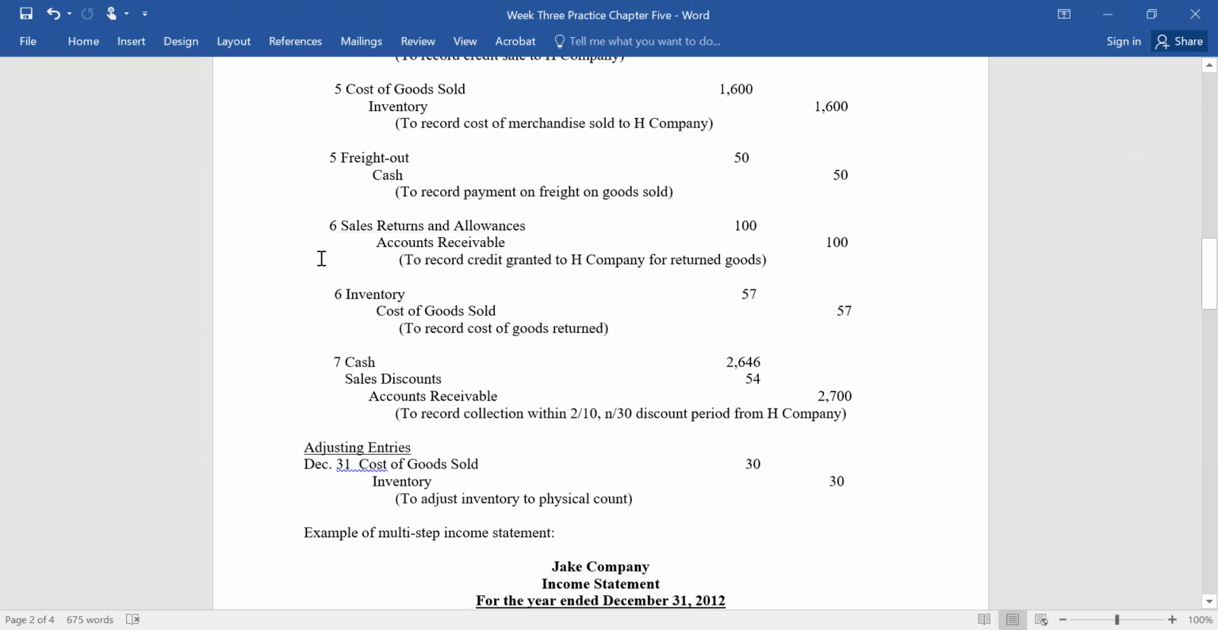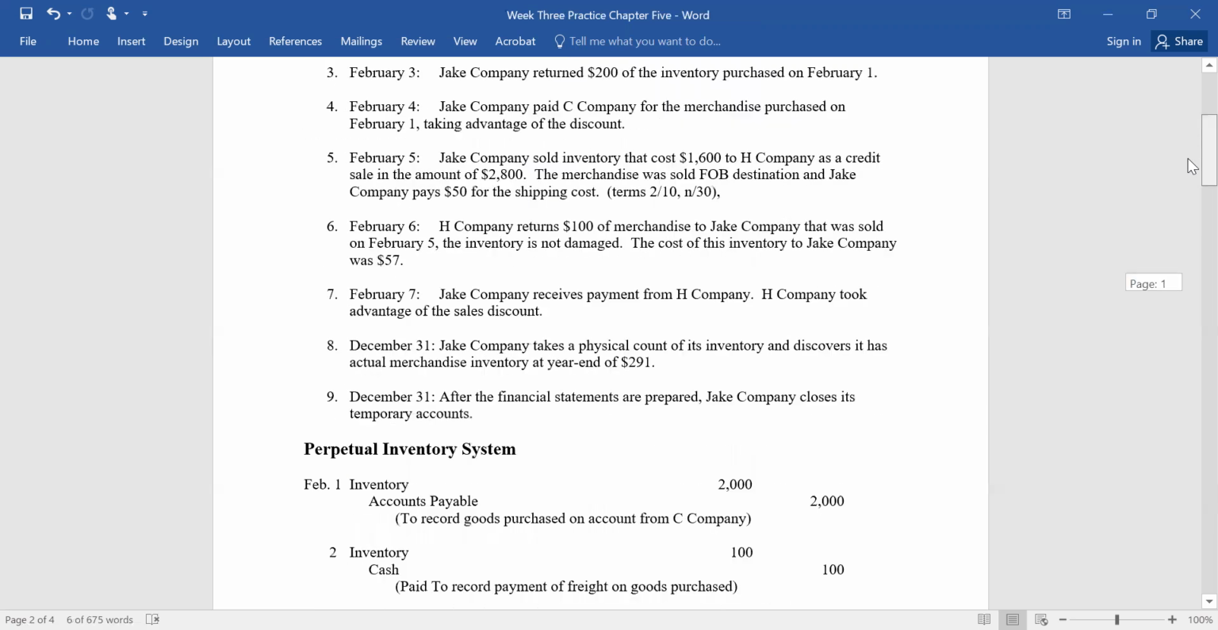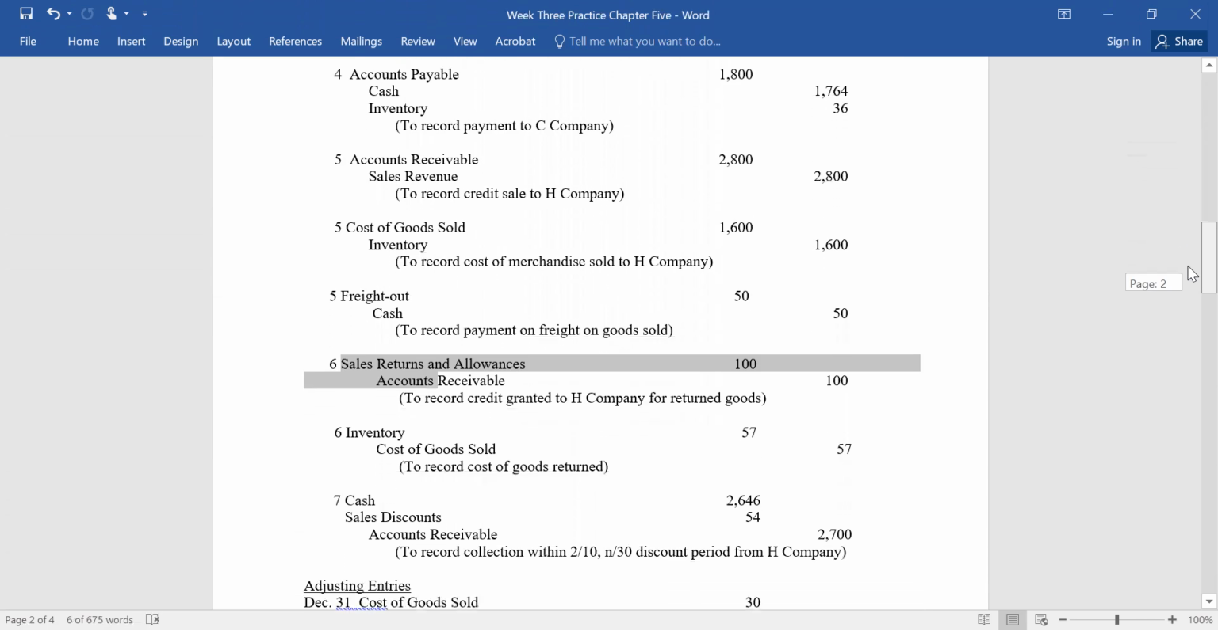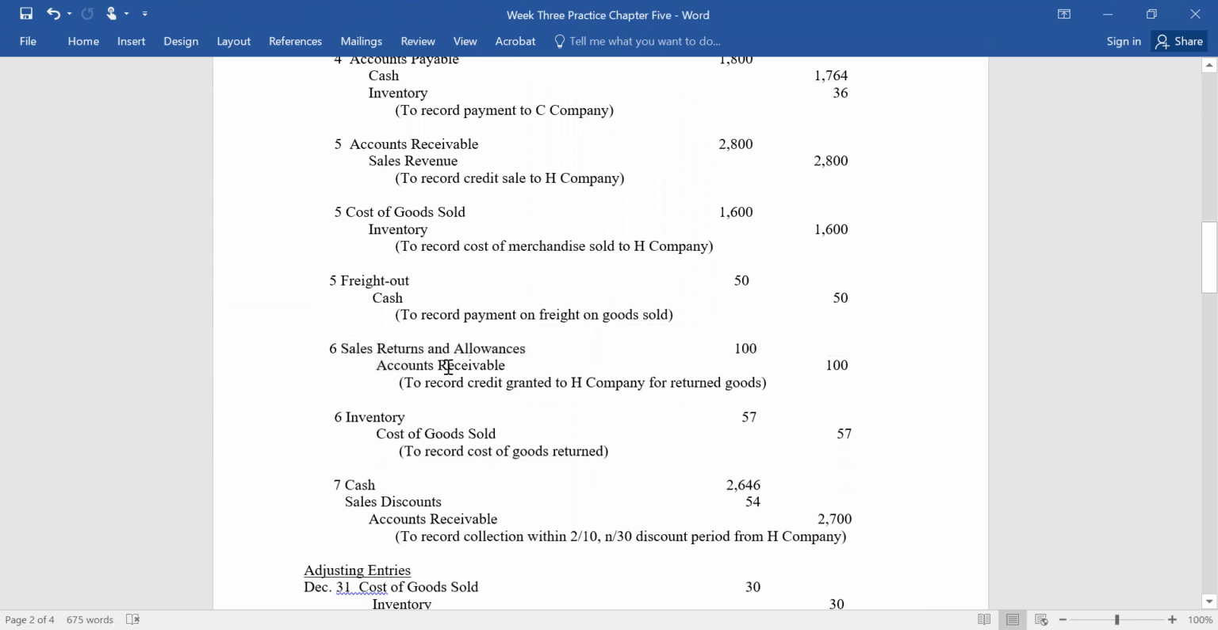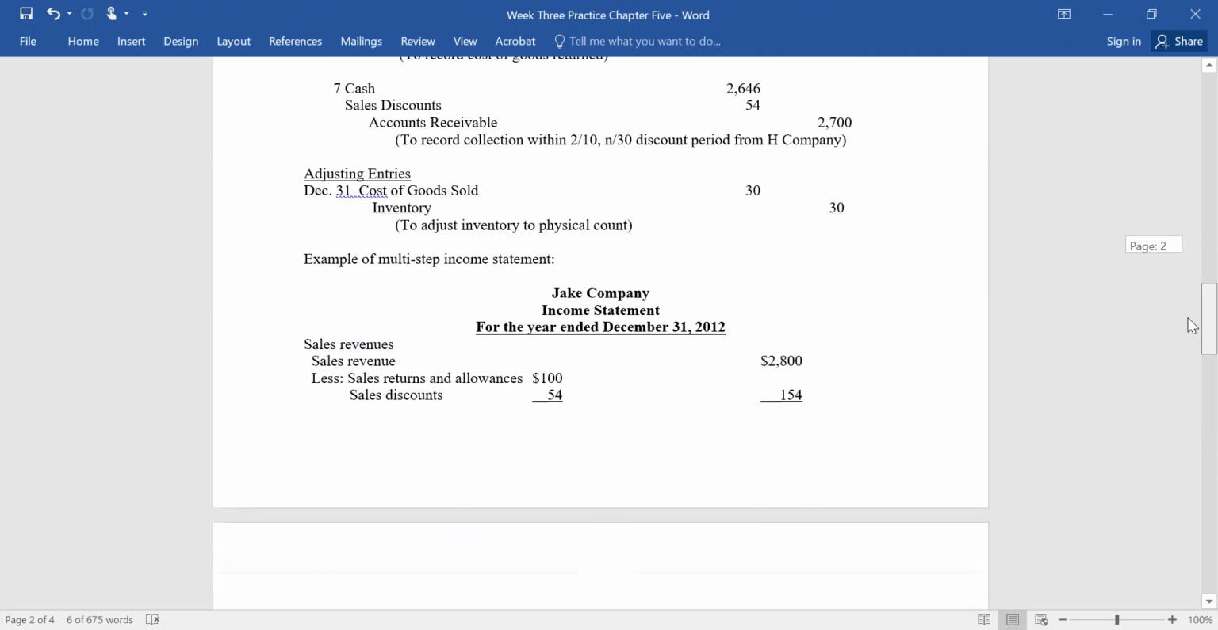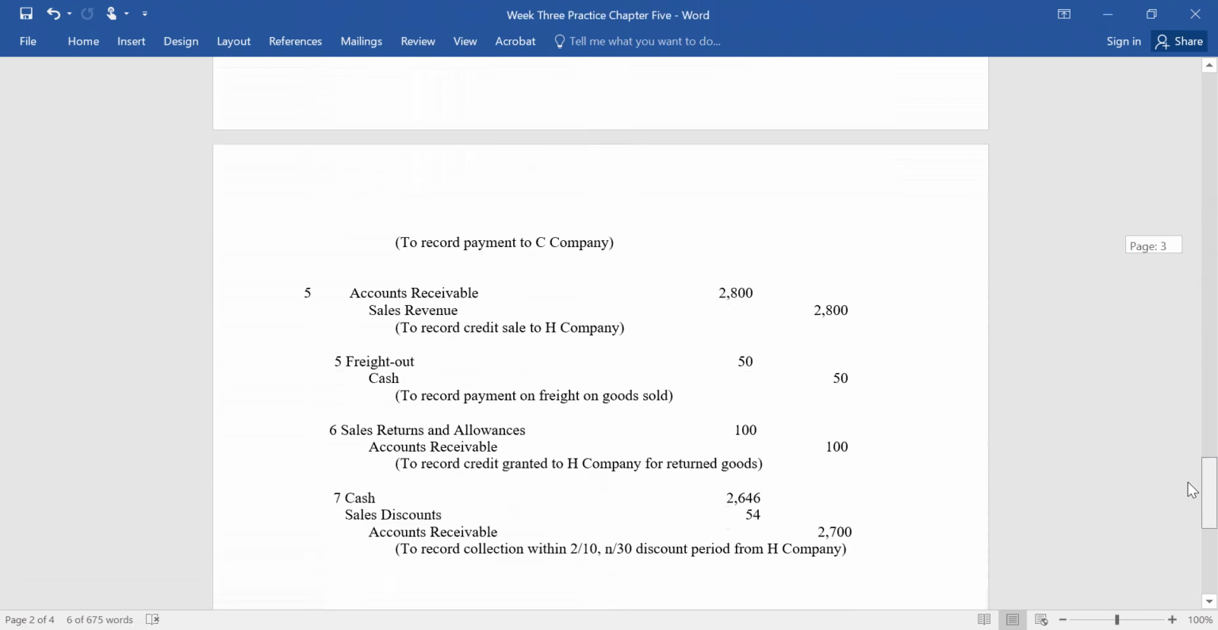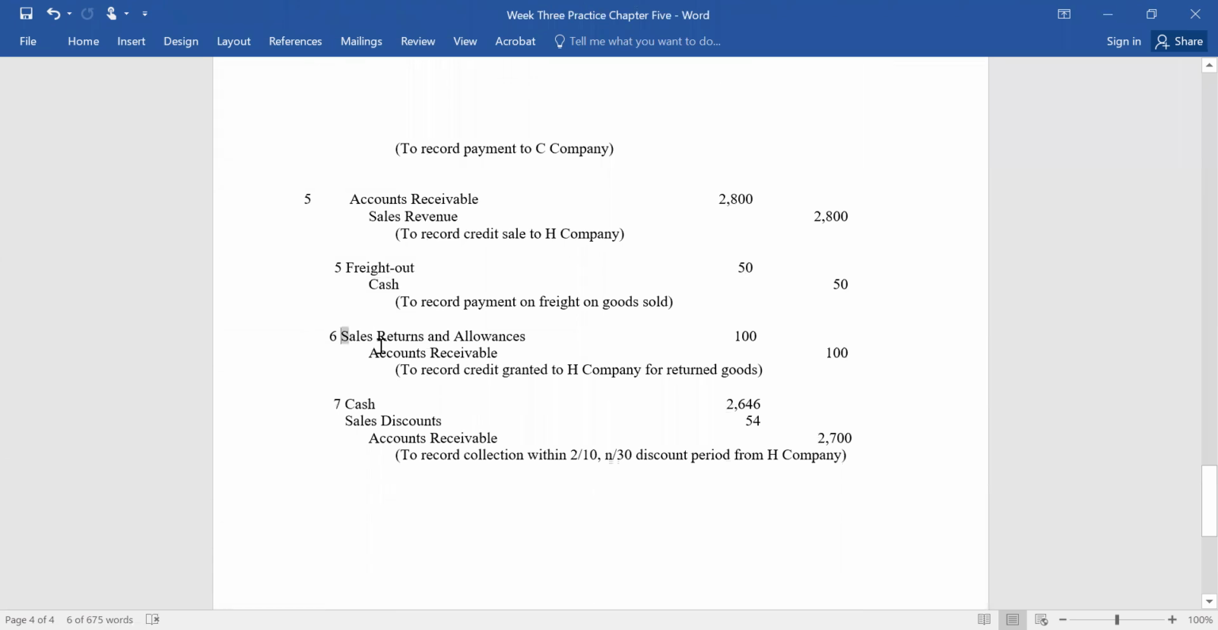And the perpetual inventory system, what we did there was we had, sorry, just lost track. I'm sorry, here we go. We had a sale return and allowance, and then a debit and accounts receivable credit. And then we also had account for the inventory, where we debited inventory, credited cost of goods sold. If you look at the periodic, we're just debiting sales return and allowances and crediting accounts receivable.